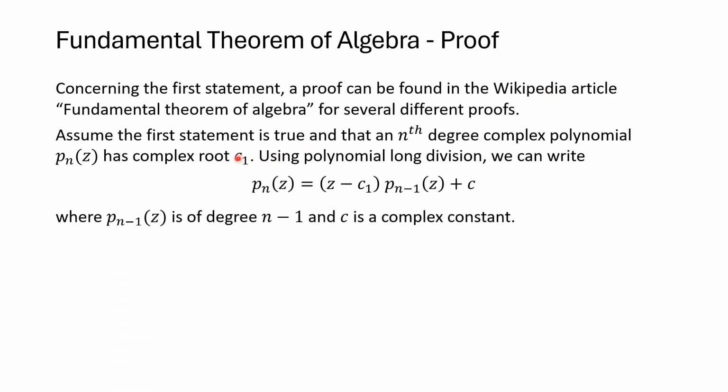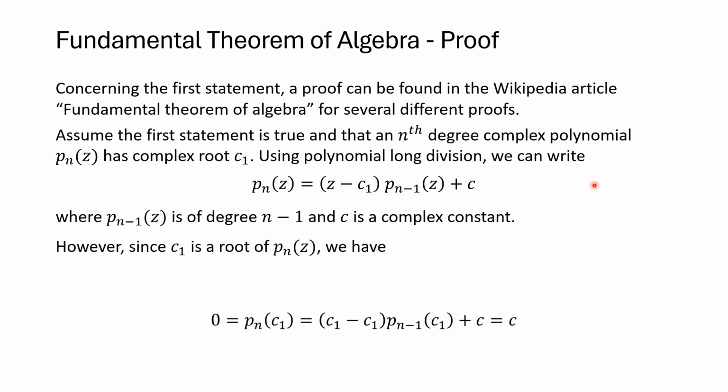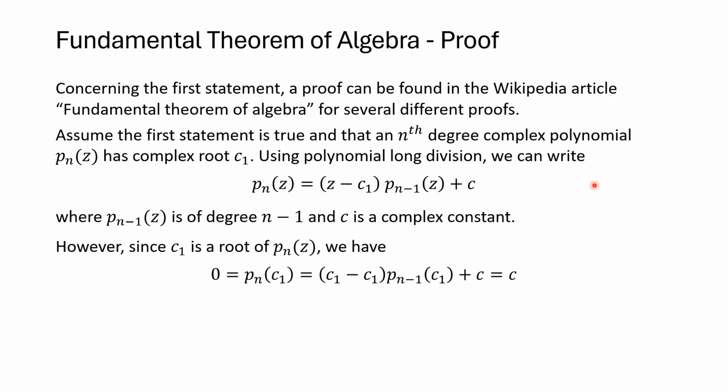If you let c1 be that one root, then using long division, you can write our complex function here, pn of z, the n meaning nth degree. We have pn of z equals z minus c1 times pn minus 1 of z plus c, where pn minus 1 is an n minus 1 degree polynomial. However, we assumed c1 was the root.